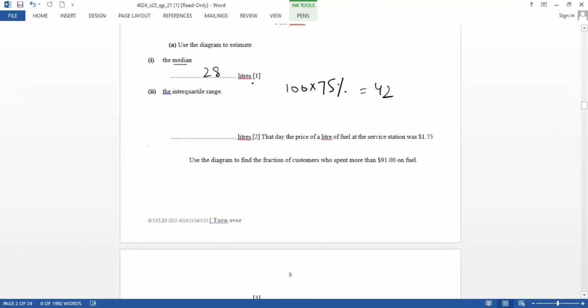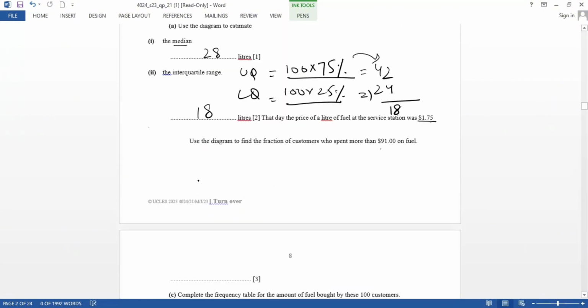The upper quartile is 42, and the lower quartile is 100 times 25%. At the 25th value, we got 16, and at the 75th value, we got 42. So that day, the price of a liter of fuel at the service station was 1.75.